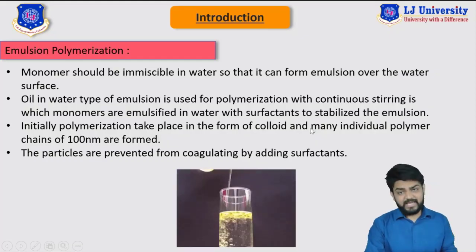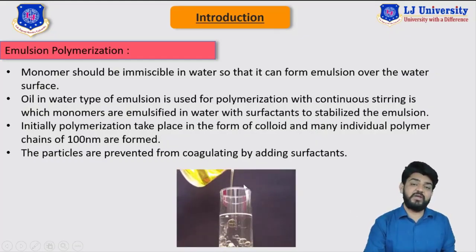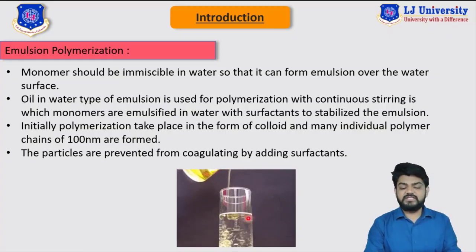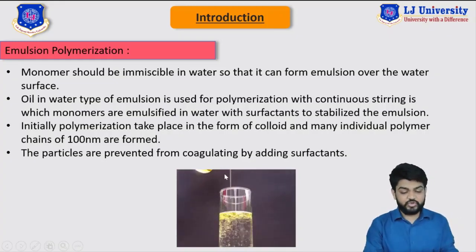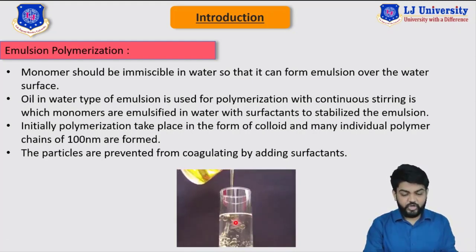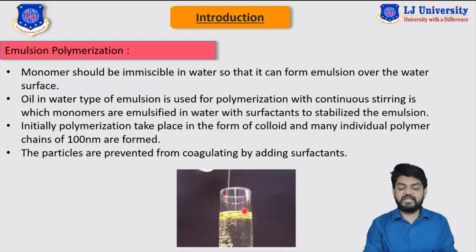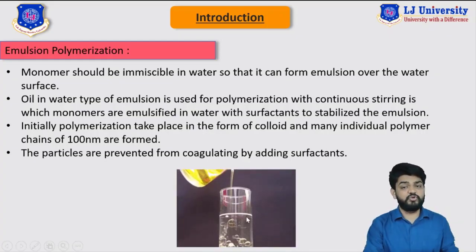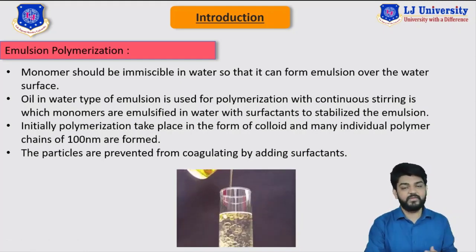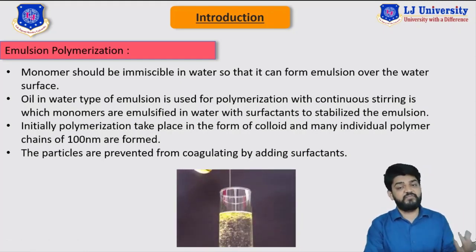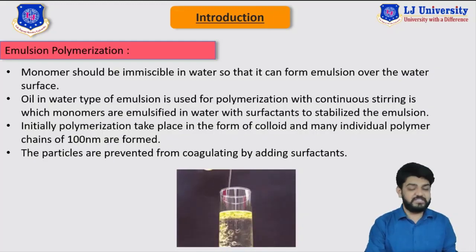Now what do we mean by emulsion? You can see here in this animation, this is water, and on the water we are pouring our oil. You can see that this oil is getting poured over the water, and on the top of the surface of the water it creates an emulsion. So this is what we are referring to as the emulsion, and this emulsion needs to be stabilized, and we are using a stabilizer, or we can say surface active agent or surfactant, for the stabilization of this emulsion.